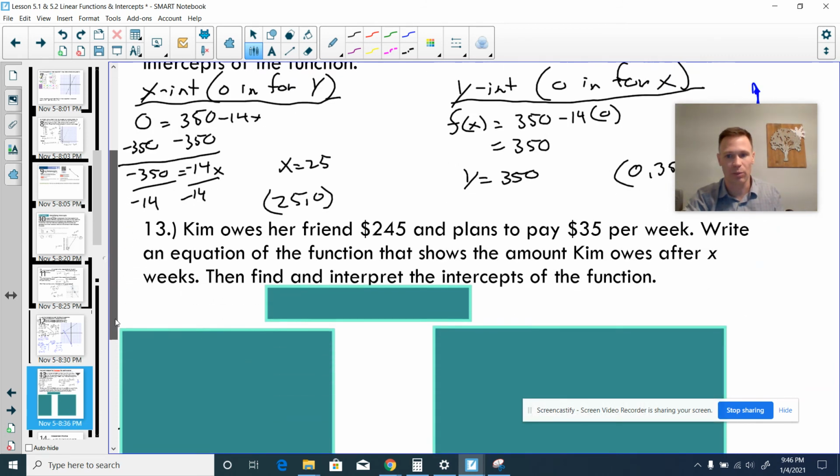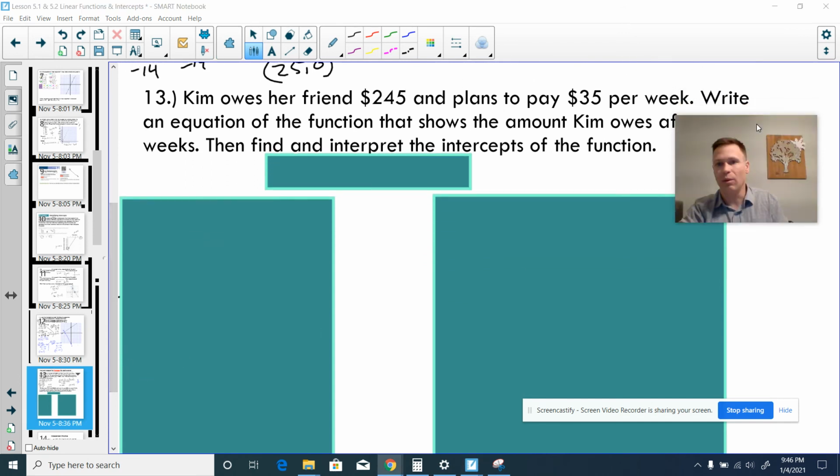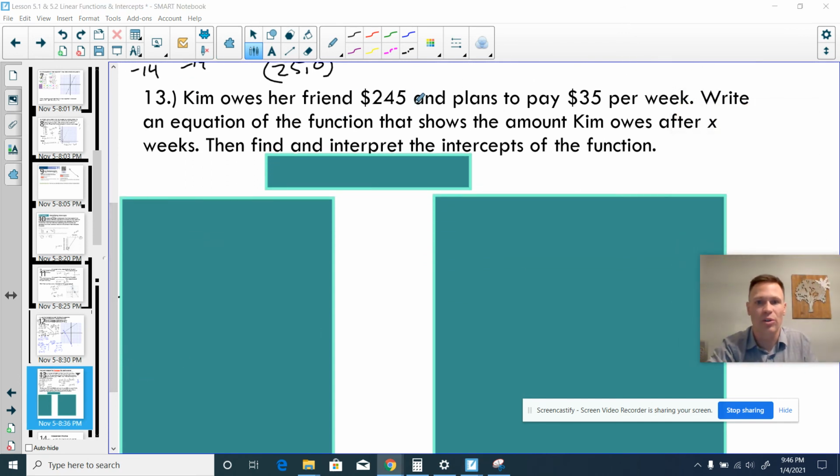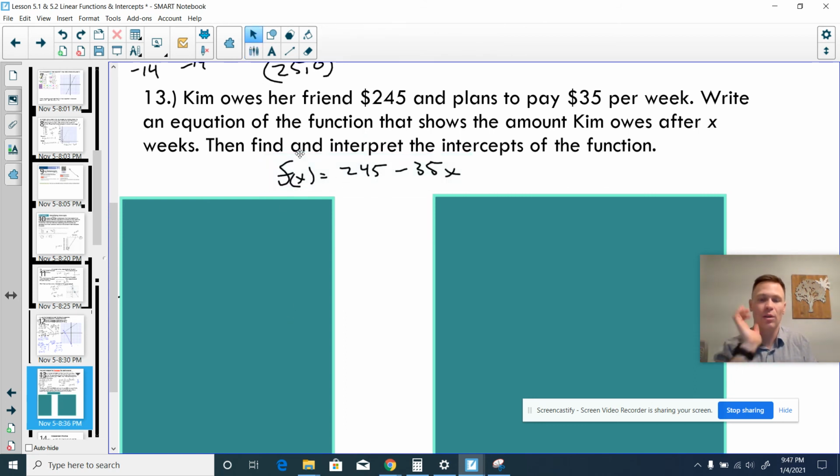All right, last one, and then we're done. Kim owes her friend $245 and plans to pay $35 per week. Write an equation of the function that shows the amount that Kim owes after x weeks. Then find and interpret the intercepts of the function. So that's our function: f of x is equal to 245, and I'm subtracting $35 every week.